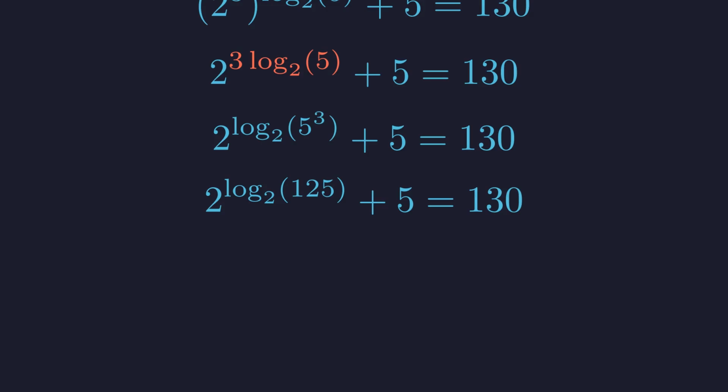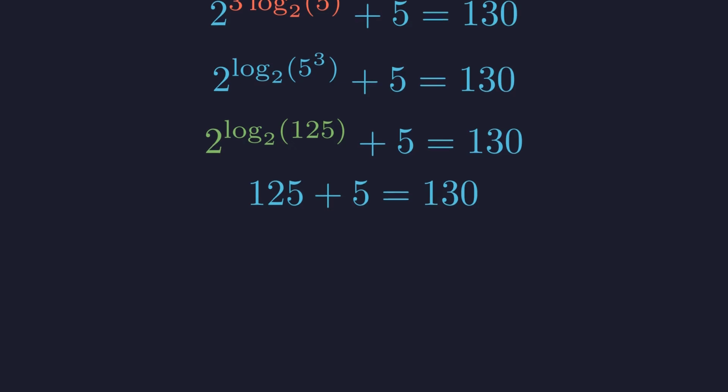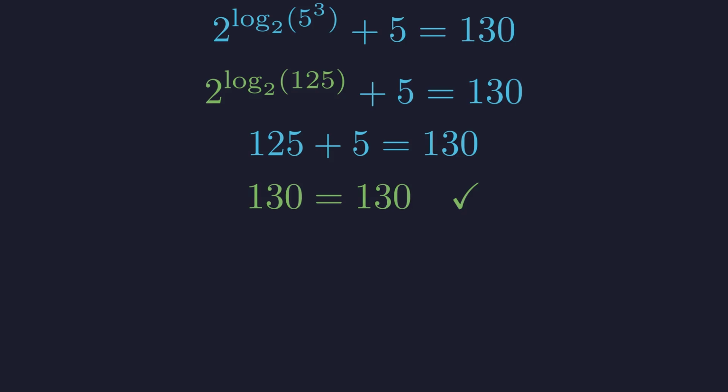Since 5 cubed equals 125, again, we have a base raised to the logarithm of the same base. This simplifies to exactly 125. So we have 125 plus 5 equals 130. Perfect. Our solution checks out completely. 130 equals 130 with a satisfying check mark.